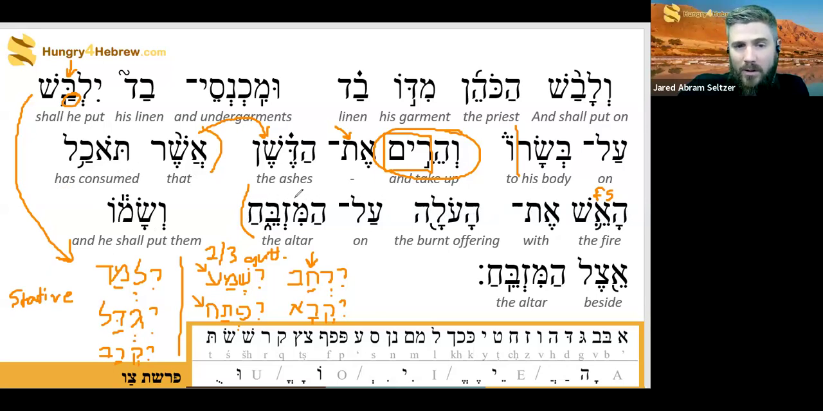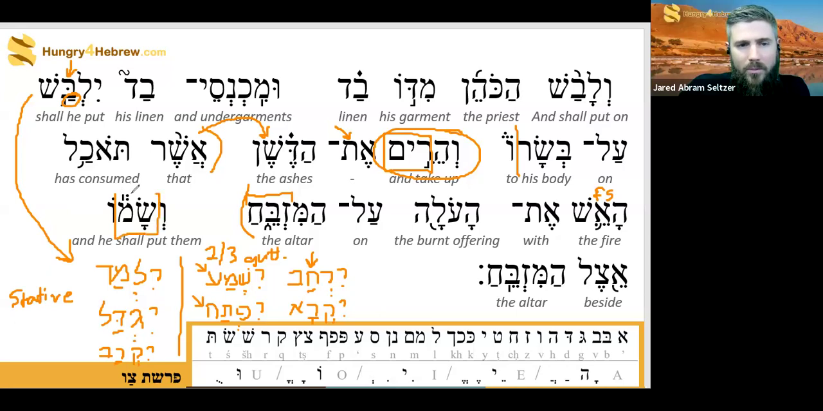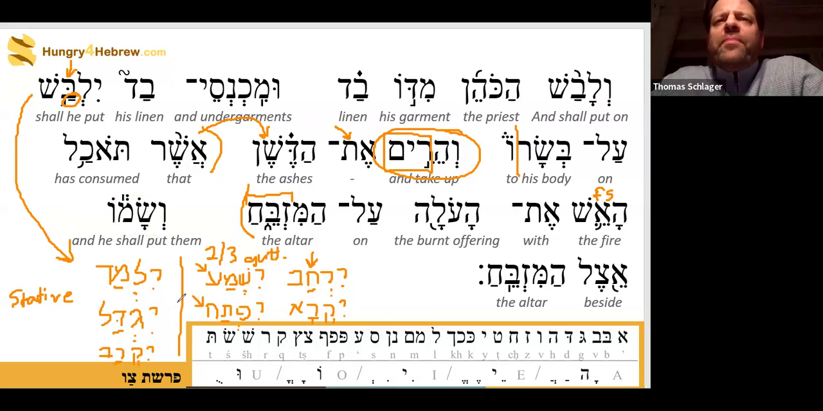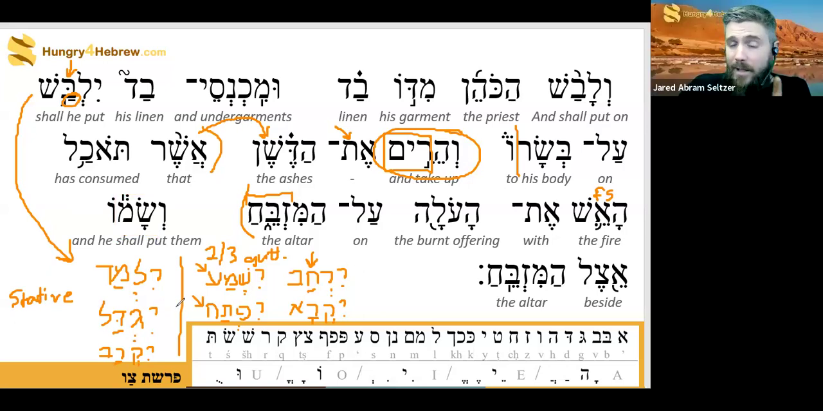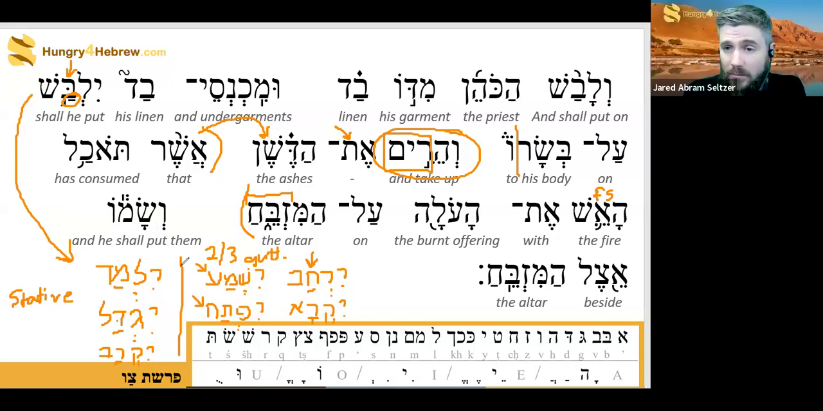Al hamizbeach, on the place of zevach, slaughter. Slaughter place, altar. Vesamo, what's the root? Sim. Yeah, it's not sham there. It's sim, to put or place. The yod is missing here. It is a weak root. When you get yods and vavs in the middle of the root, sometimes they go missing. Here it's in the katal, or rather vekatal form. So yod's missing.